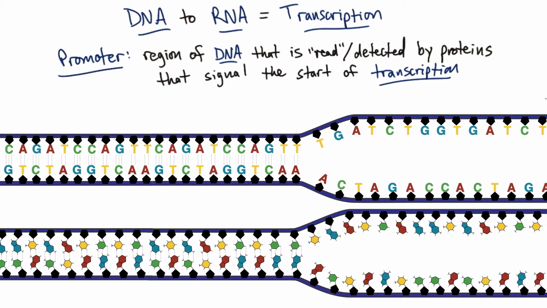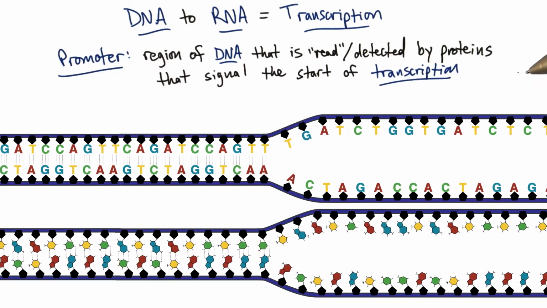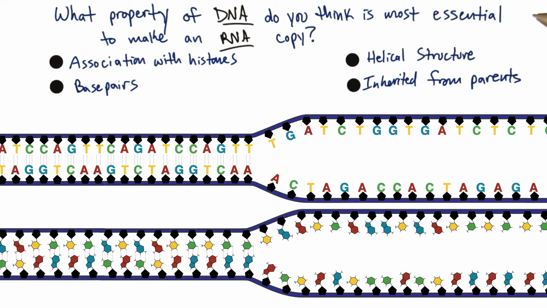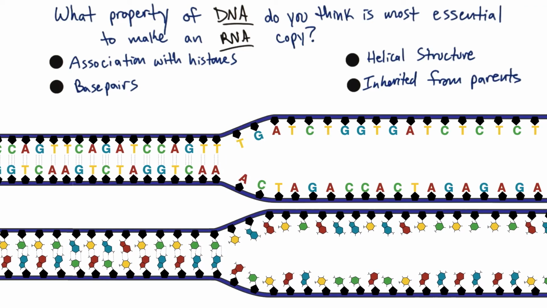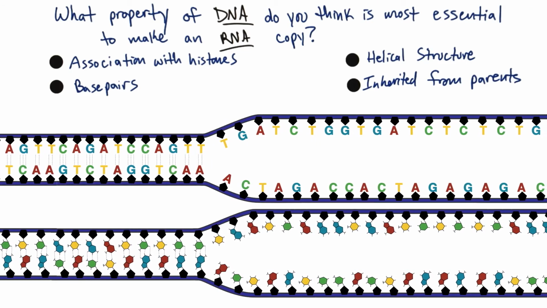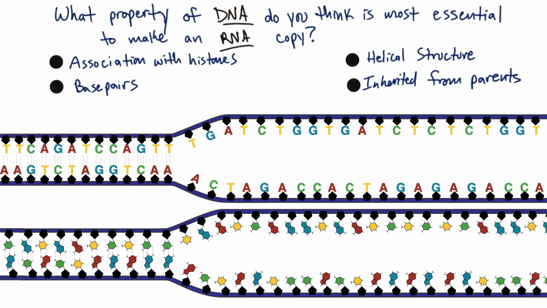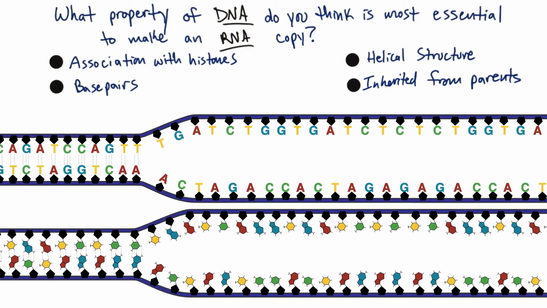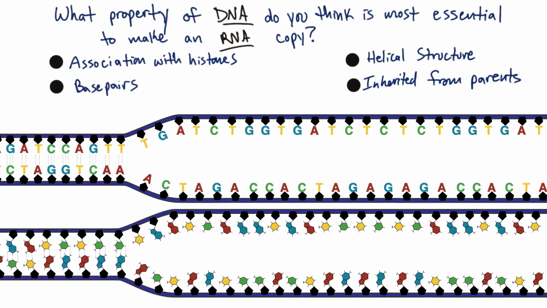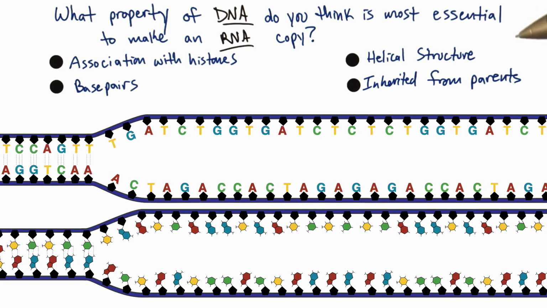And for transcription to occur, it will rely on a very basic property of DNA. So I want you to see if you can tell me, what property of DNA do you think is most essential to make an RNA copy? Do you think it's that DNA is able to associate with histones, that it can have a helical structure, the fact that it base pairs, or the fact that it's inherited from your parents? Go ahead and pick which answer you think is best.